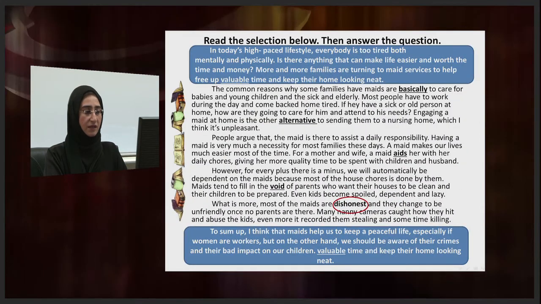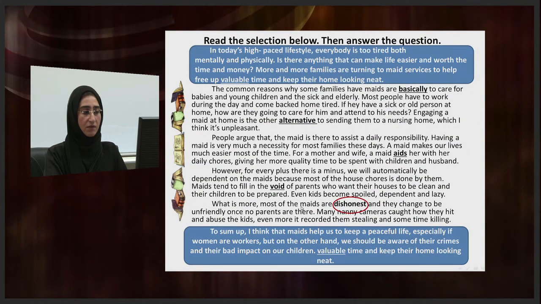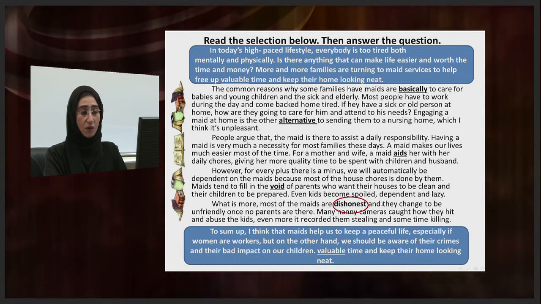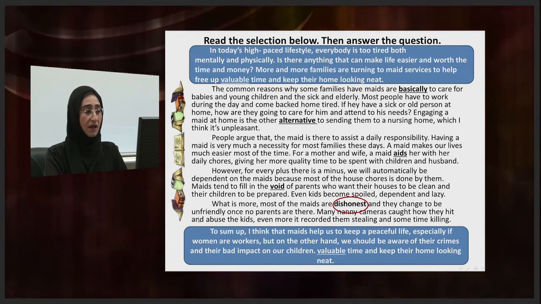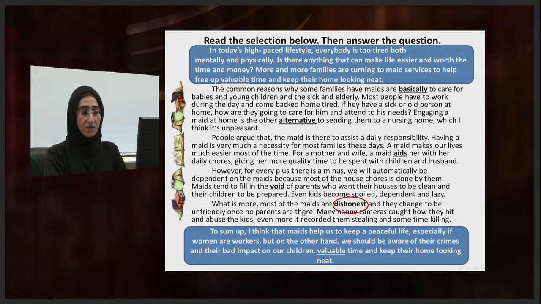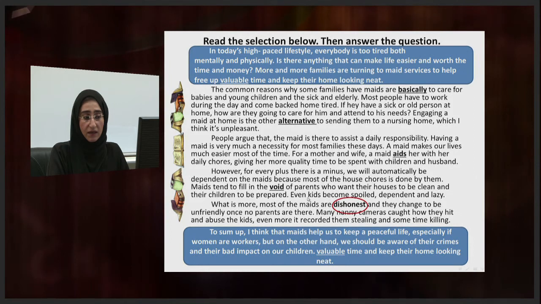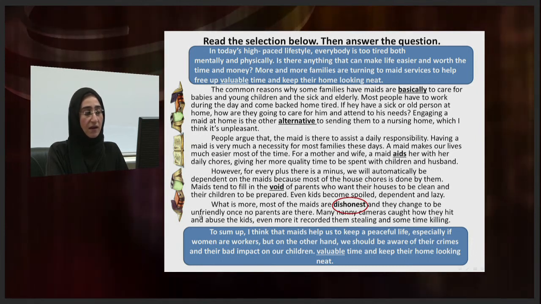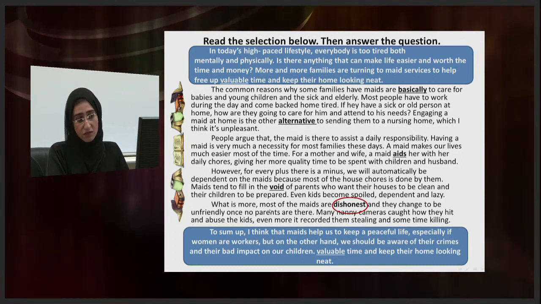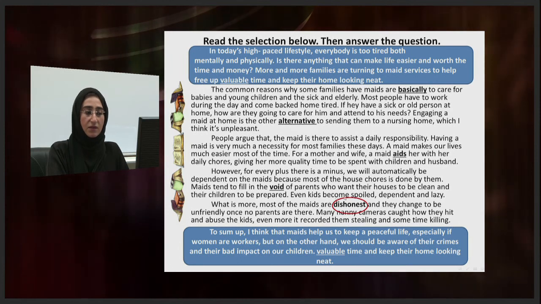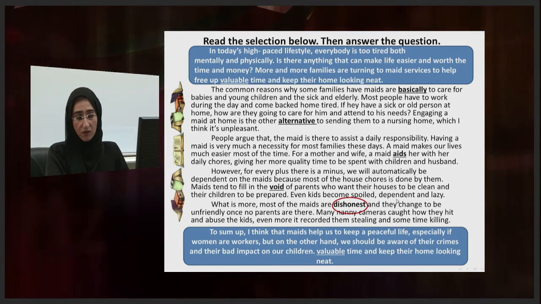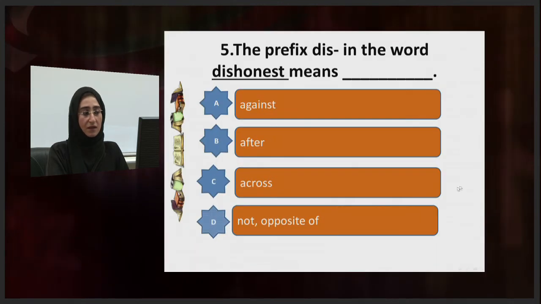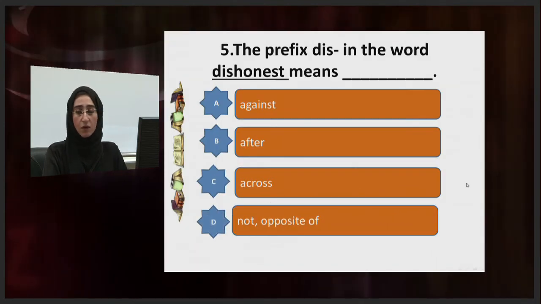Let's find out. Read it. What is more? Most of the maids are dishonest and they change to be unfriendly once no parents are there. This one helps, because it says why they are dishonest: they are changing into unfriendly people while the children's parents are not there. So here the word is changing. What is the opposite of the word honest? It is dishonest. So you can know the answer now. It is not or opposite.